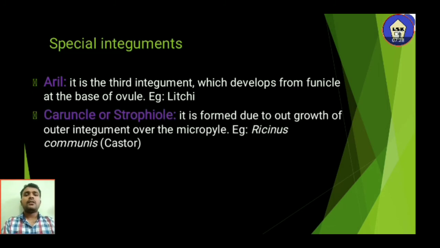lychee. The next one is the caruncle or strophiole type of integuments. Caruncle type or strophiole type of integuments is formed due to the outgrowth of the outer integument over the micropyle. It is commonly produced by the Ricinus communis plant. Castor seeds produce this type of additional integuments called the caruncle type or the strophiole type.